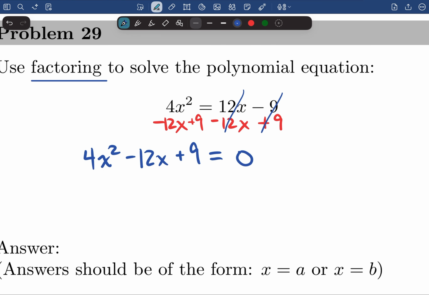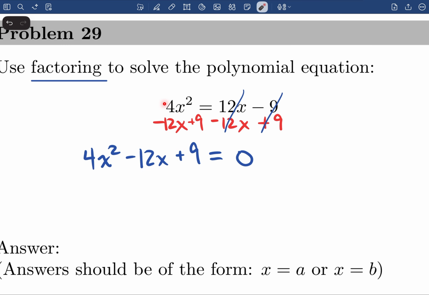Great. And some of you might ask, why not just subtract the 4x squared from the left to the right, and then you've set it equal to 0. And the reason is because I do not want to have a negative leading coefficient. All right, so positive leading coefficient is definitely the way to go. It makes your factoring much simpler. Great. And that's why I subtracted 12x from right to left and added 9 from right to left. And now we're at this point, and I'm going to look at this and try to factor it.